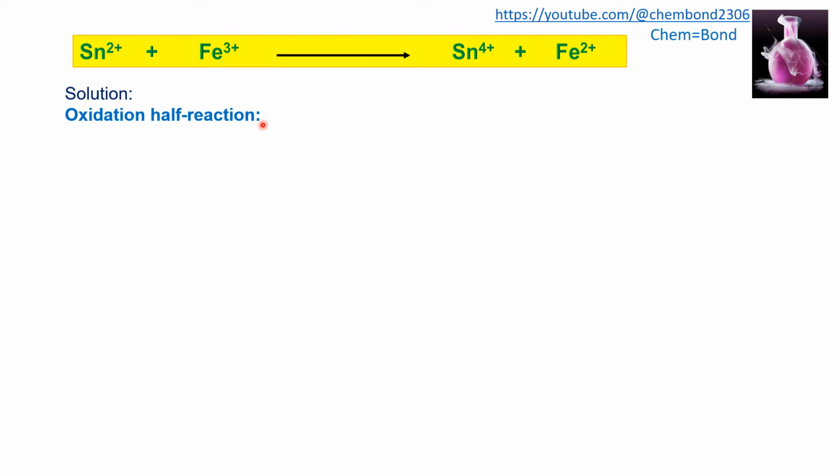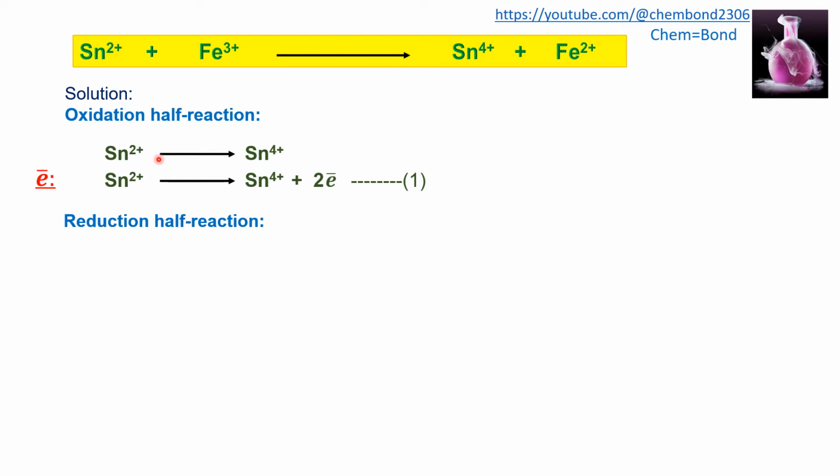The oxidation half reaction will include the reaction of tin that will produce tin plus 4. So we will balance the charge on both sides of the equation by adding electrons. Here is plus 2 and here is plus 4. So we will convert this plus 4 into plus 2 by adding 2 electrons, 2 negative charges. So negative and positive will cancel out, and here we will get plus 2 and here is also plus 2.